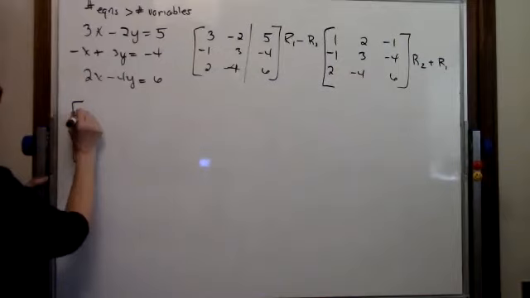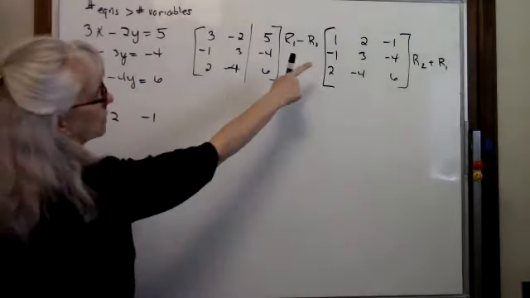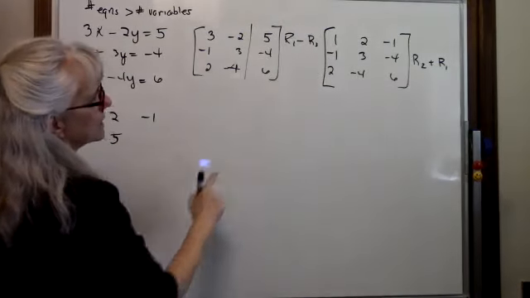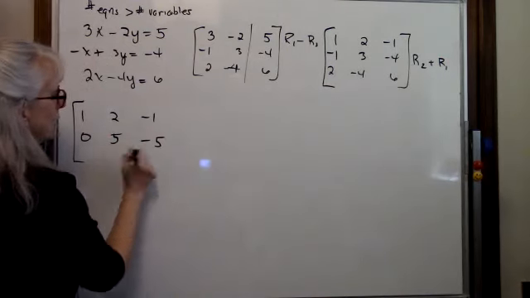We have 1 and negative 1. Hang on, let me copy. So 1 and the negative 1 is 0. 3 plus 2 gives me a 5. Negative 4 plus that negative 1 is going to give me a negative 5. That feels so much better.